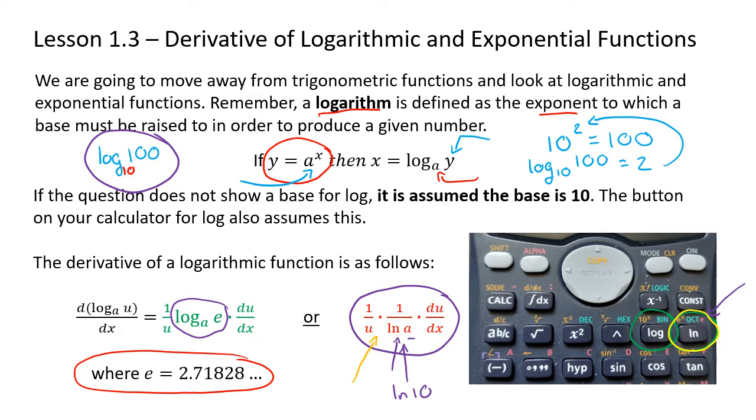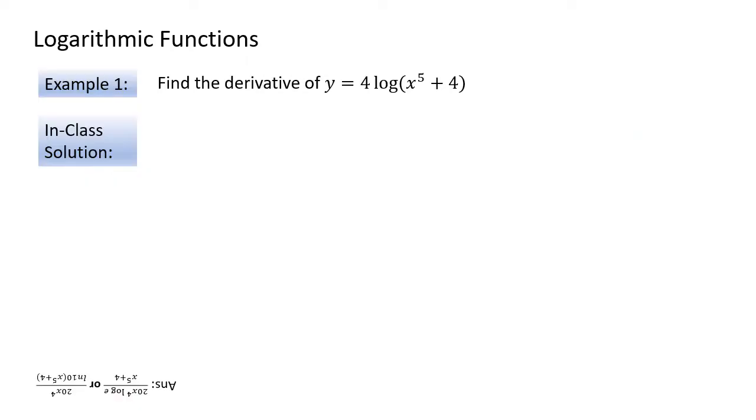Okay, so that's the one. It's not actually shown this way in your textbook, but I find it far easier when taking the derivative. Okay, so let's look at a few examples. Our first example, I'm going to do it showing both methods of the derivative: the first one that had the log function, and the second one that had ln.